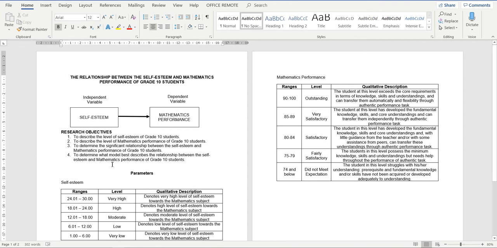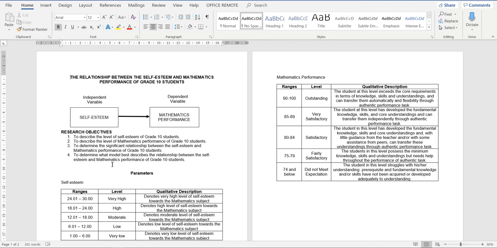to determine what model best describes the relationship between the self-esteem and the mathematics performance. In this case, the first two objectives will be addressed by using descriptive statistics, which is mean. The third research objective will be addressed using Pearson product moment correlation coefficient. And the fourth one will be addressed using simple linear regression.